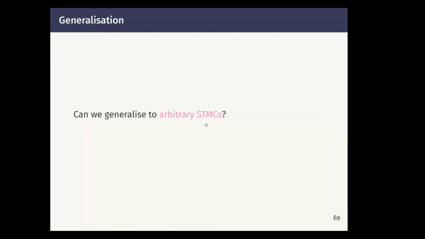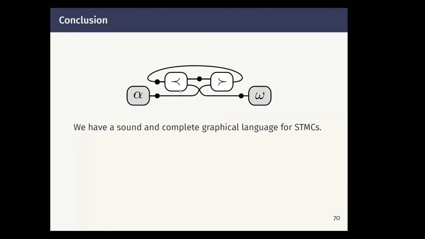So we have wires coming in and the number of wires coming out. But can we generalize that to arbitrary symmetric trace monoidal categories? And well, yes we can. All we do is just put some labels on the vertices and make sure that these vertices all match up when you're doing composition and things, and then you have exactly the same procedure as before, but now for any objects rather than just numbers of wires. So we have defined a sound and complete graphical language for symmetric trace monoidal categories.